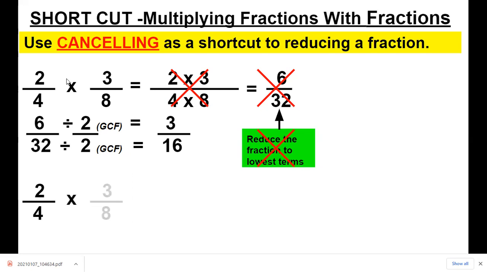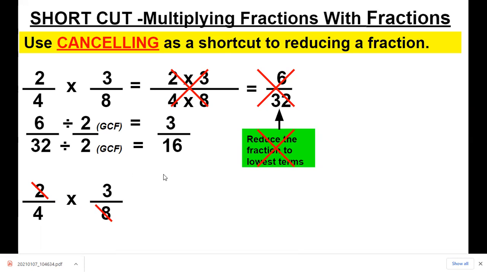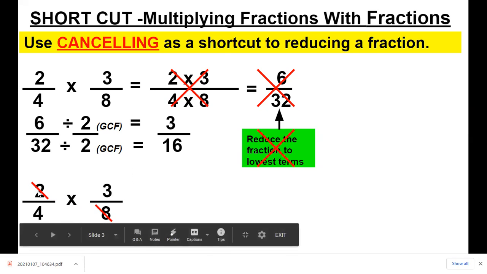2/4 times 3/8. So we're going to look, and we can do anything above or below. So we can cancel something that's above or below. So let's take a look. So I'm going to cancel the 2 and the 8 because I'm going to divide 2 by itself with a 2, and I'm going to divide 8 by the same 2. You have to divide by the same number. So I'm dividing both 2 and 8 by 2. What is 2 divided by 2 going to give me? 1. And what is 8 divided by 2 going to give me?